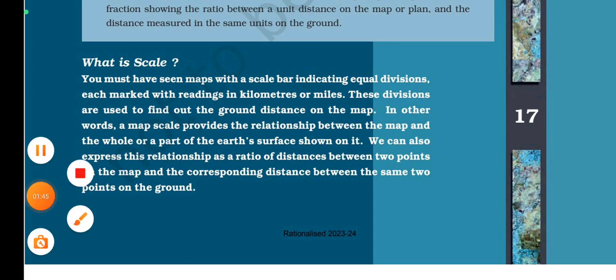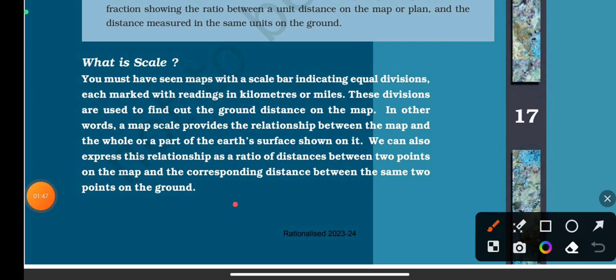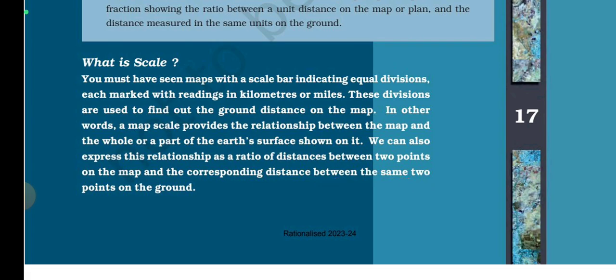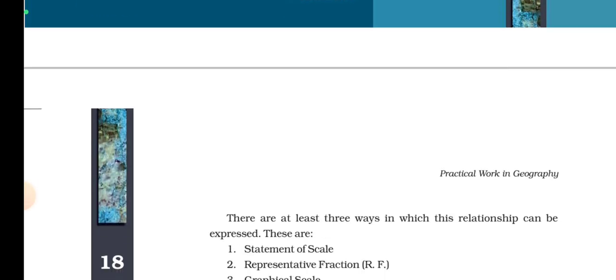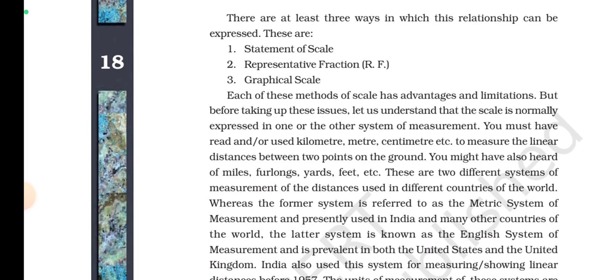So scale is basically the ratio between the distance between 2 points on a map and the same distance on the ground. That is the ratio between the map distance and the actual distance, right? That is called scale. There are at least three ways in which this relationship can be expressed: statement of scale, representative fraction or RF scale, and the third one is graphical scale.